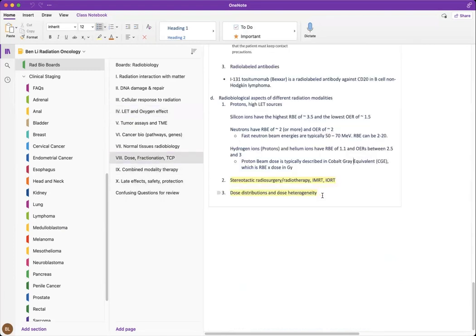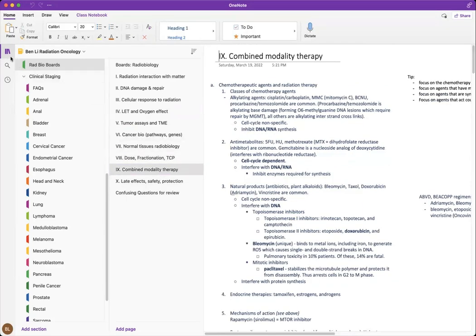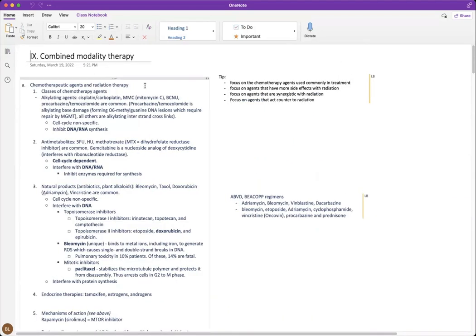Okay, and then I had two sections on SRS, IMRT, IORT, dose distributions, dose heterogeneity. I don't think there's anything new to learn here besides what you already know from clinic. Great, and we just have two more sections left. We're almost there. So combined modality therapy.